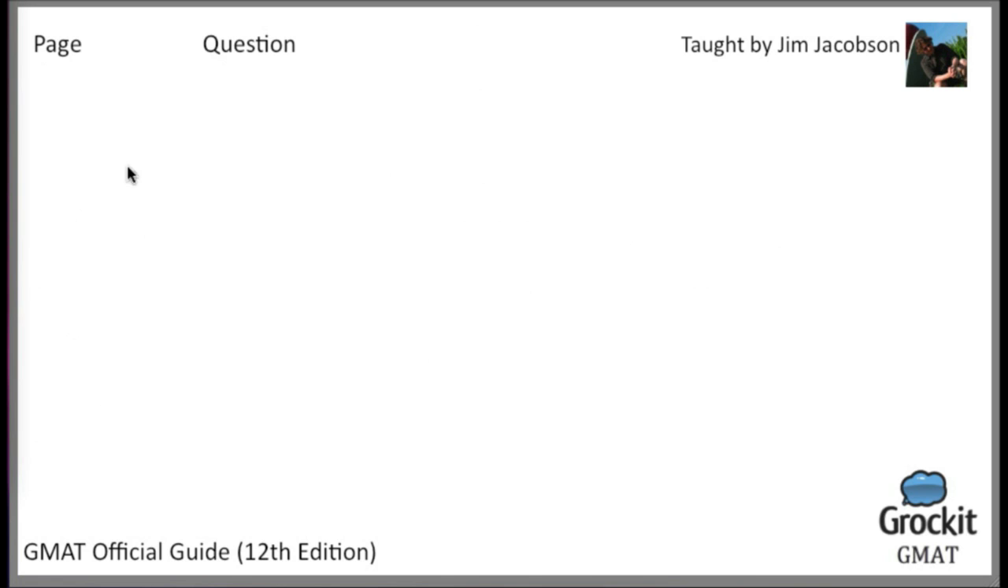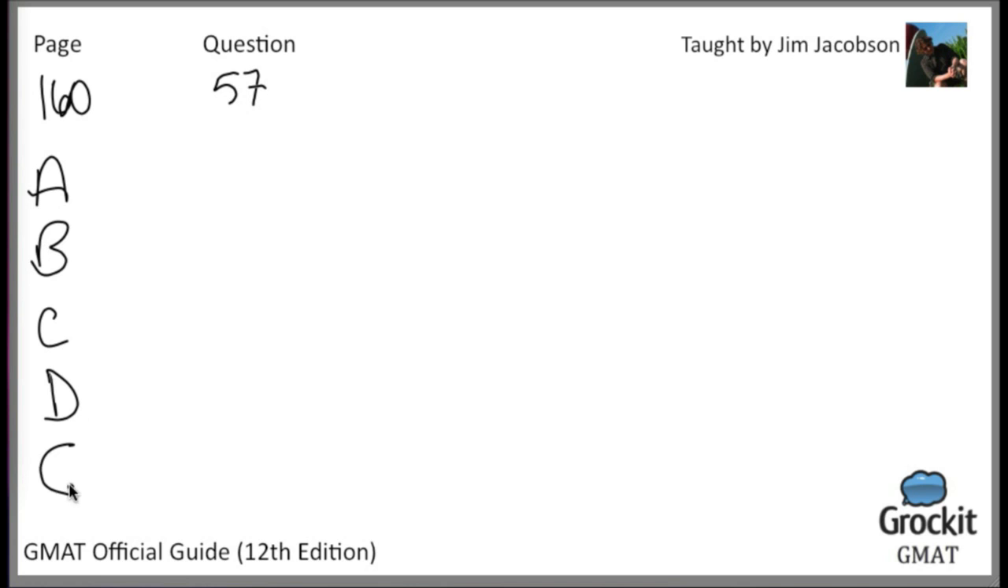So page 160. Number 57. We have 15, 25, 35, 45, and 55. The average of 10, 30, and 50 is 5 more than the average of 20, 40, and what?